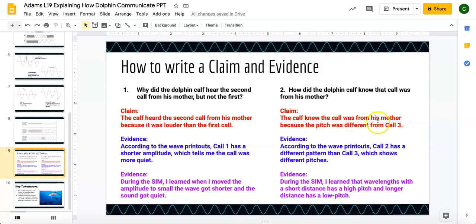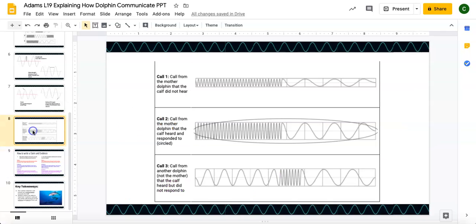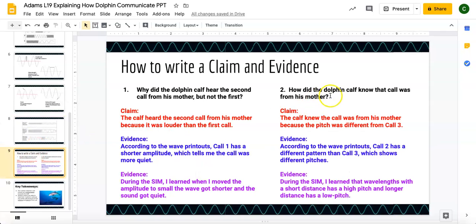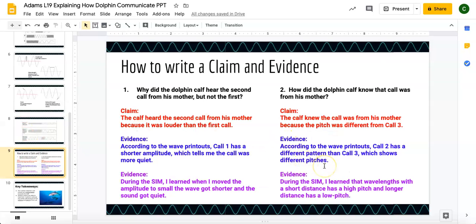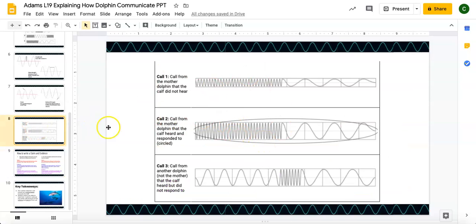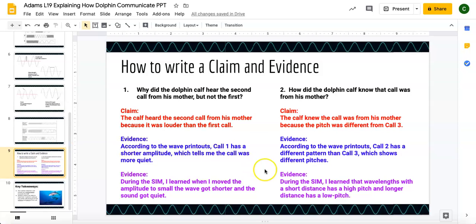So this is my claim. The calf knew the call was from his mother because the pitch was different from call 3. All I did was restate the question while also throwing the answer in there. I didn't add evidence to this claim sentence, because all I need is to restate the question and answer it at the same time. I can see from call 2 and call 3 that the patterns are different, so that is true. Thinking about my evidence, I'm going to pull it straight from the sources that will be provided to you, which are those wave printouts.